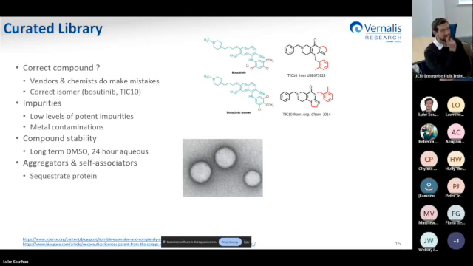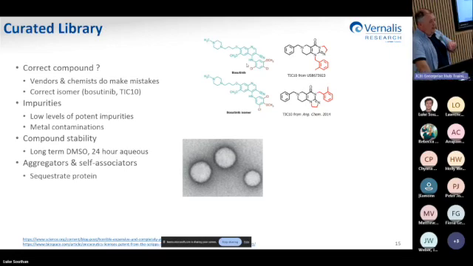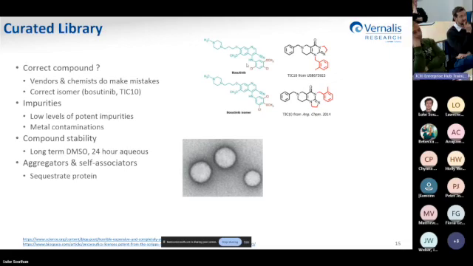Simple as that. And what was originally a hit then got optimized over the next year with a team of 20 people working on it into aggregators, because the assay was reading out as positive if it took the protein out of solution, and they just optimized the aggregation properties of the compounds.